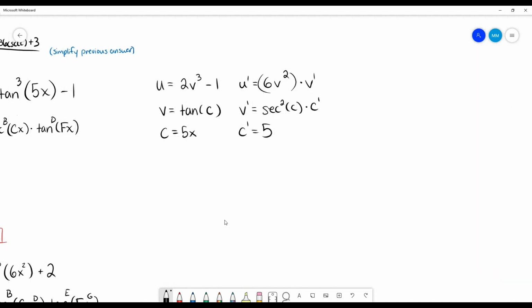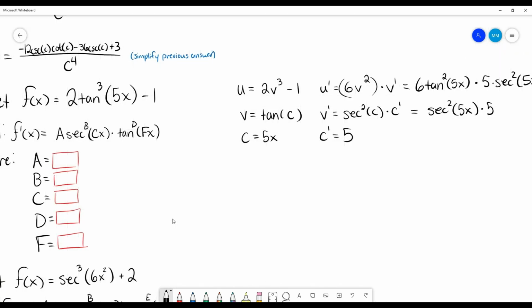Now I can go back and plug these in. So the derivative of v is secant squared of c, which is 5x, times the derivative of c, which is just 5. And then we plug that into our derivative of u, which was just 6 times v squared, so it's going to be 6 tangent squared of c, which is 5x, all times the derivative of v, which I see has a 5 times secant squared of 5x.